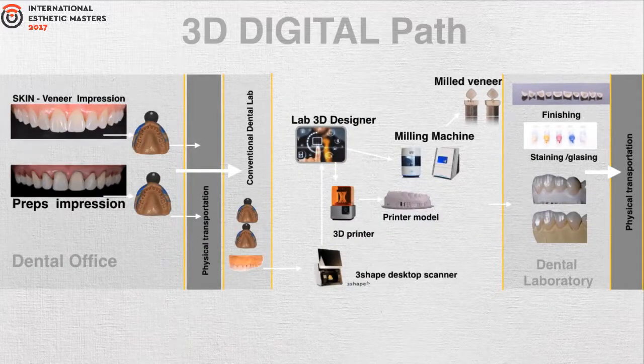If the dentist does not have a scanner to digitalize the image of the prepared teeth and the final smile design, he will make the conventional impression to send to the lab. The lab will need to have a scan to create both digital images. After that, the process is the same I have previously described. 3D print the model and mill the ceramics.